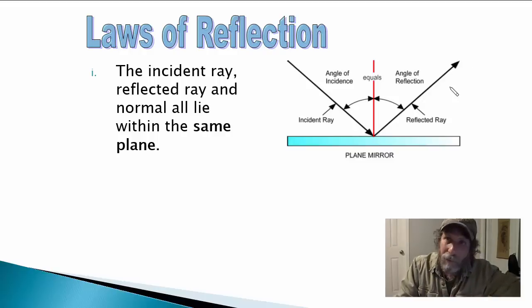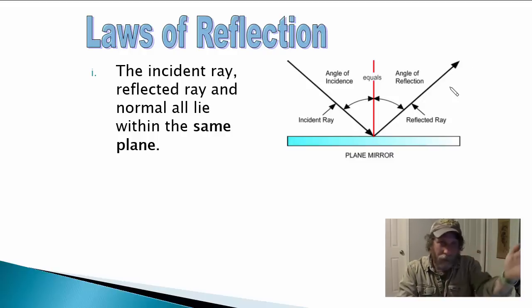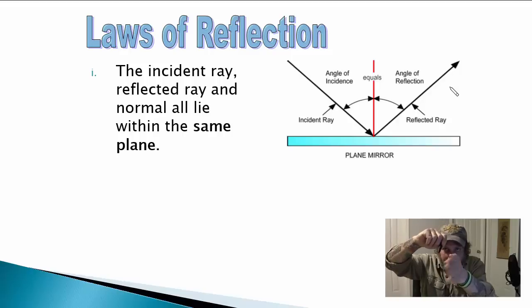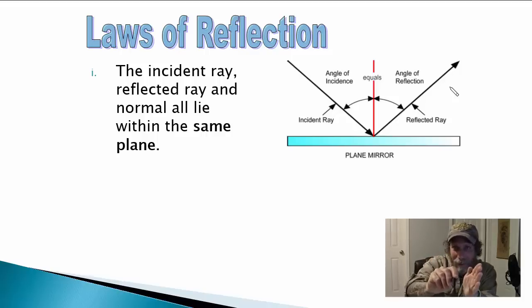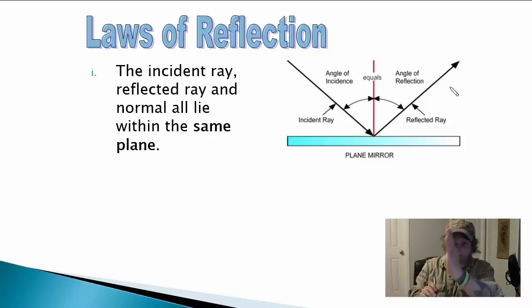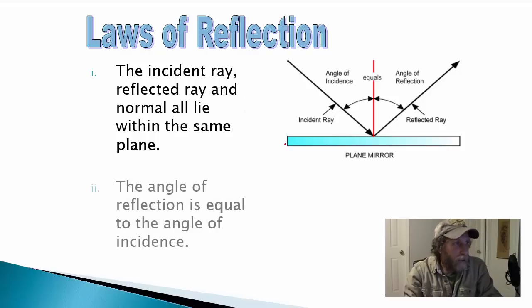If this was a piece of flat paper, that diagram, and your incident ray was coming in, here, I'll try to illustrate it like this. There's my incident ray coming in, and it's going to hit the mirror. I can't really get it quite straight in the camera here. Hits the mirror. It comes out just like this. It doesn't go like this, coming in, hitting the mirror, and then bouncing off, going out that way. It's all in the same plane. That's what that means. That one is a little bit difficult to explain, but then we have this one.